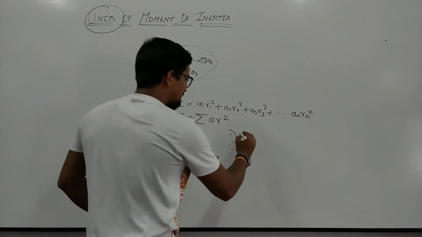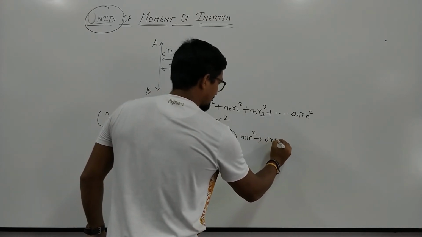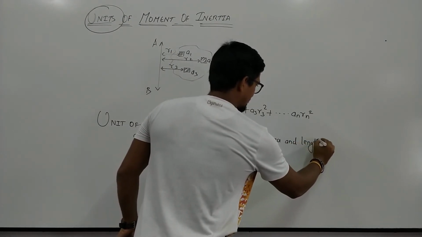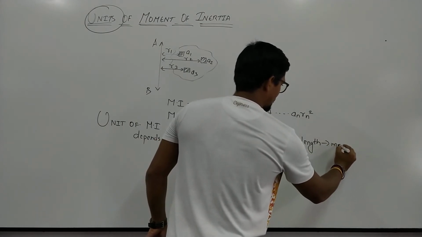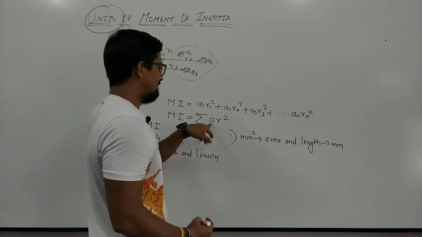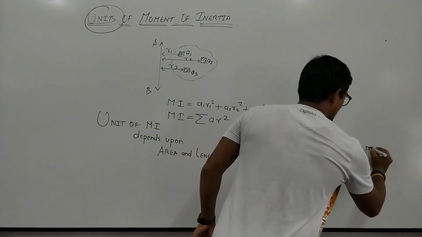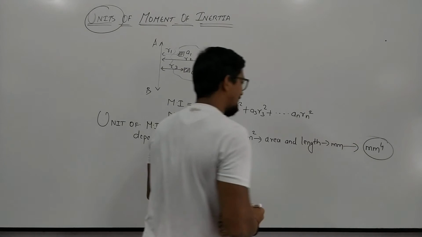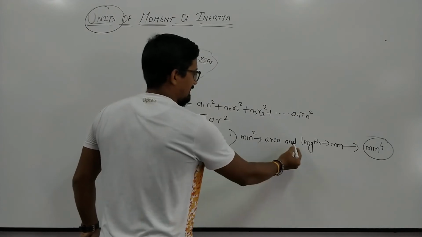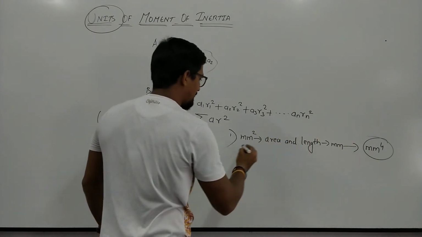if the area is in mm square and length is in mm, then moment of inertia will be, as we can see here, mm square into length square. So it will be mm raised to 4. This will be our unit of moment of inertia. If the area is in mm square and the length, which is r, these distances or lengths, is in mm, then it will be mm raised to 4.